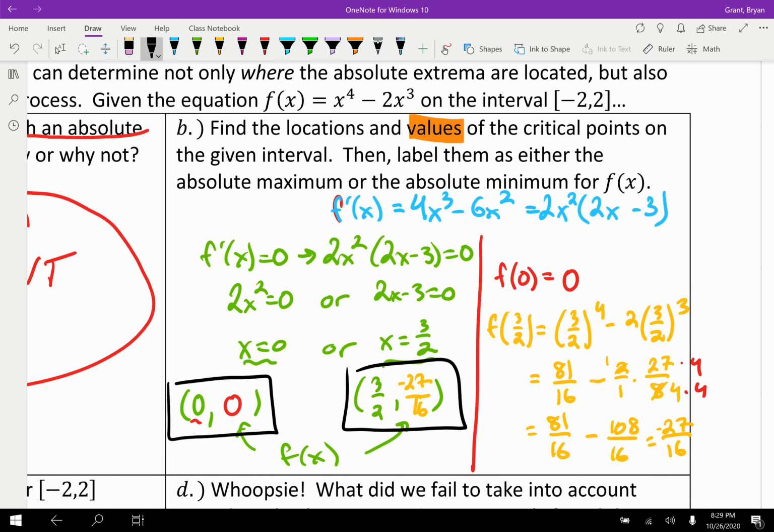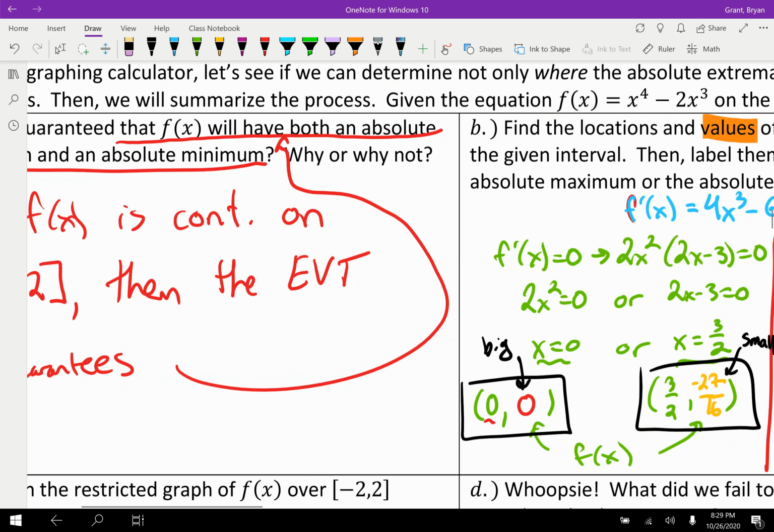They did ask us to classify these as either the absolute max or absolute min. That's not something we've done before, but looking at these 2 points, this appears to be smaller. Look at that value. And that one appears to be larger, right? And this other one appears to be smaller because it's negative. So could we say we found 2 critical points, and then this is going to be the absolute min, and this guy over here is going to be the absolute max? Well, maybe. Let's take a look.